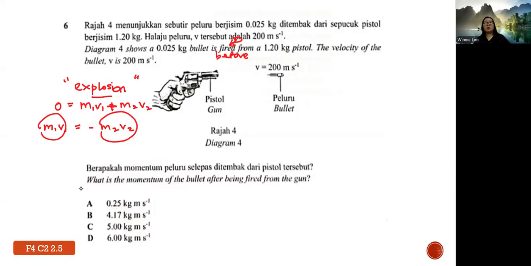Okay, so be careful about these questions. Most of the time, generally, we want to find what? The velocity, correct? For example, what is the recoil velocity? But these questions want the momentum of the bullet. So I do not have the velocity.